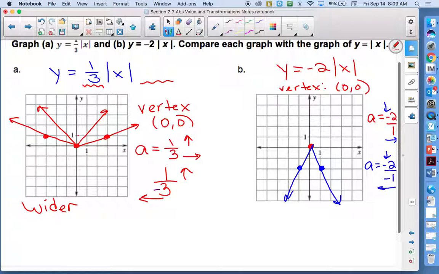You could say it's a vertical shrink, not going as high or as steep. So this is a wider graph. So when it says compare the graph, just explain what's happening with it. Besides graphing those first couple, you're going to also just describe what happened to the graph. So Eden, what would you say about number 2?